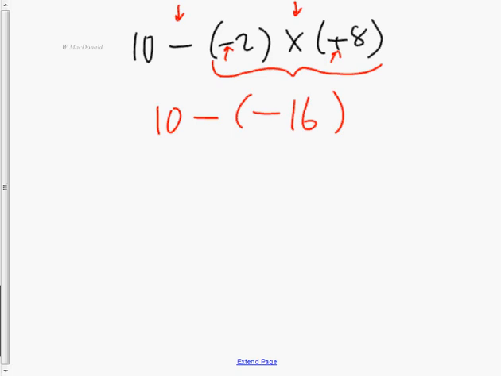Now, if you want to think of it as I have $10 and my grandmother takes away $16 worth of debt, I'm now $26 richer. You can do that if you want. But the easiest way is to simply use addition of integers to calculate the answer to a subtraction.